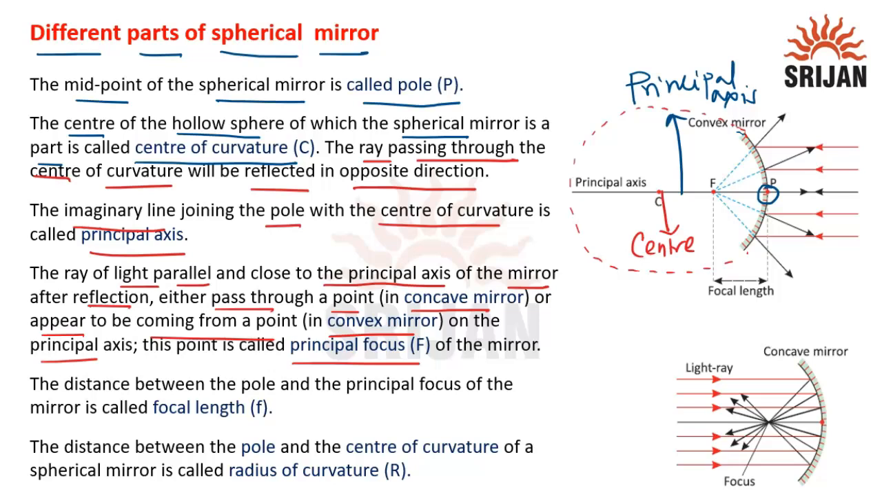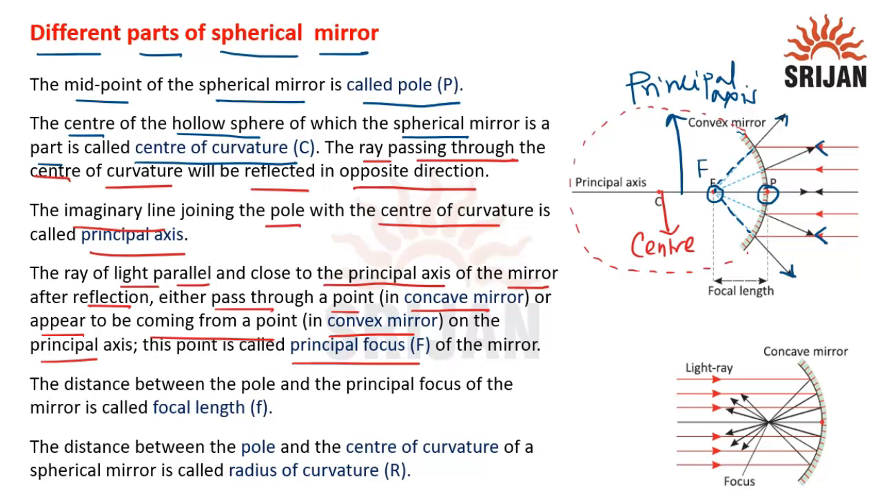Now, first consider the convex mirror. So we can see that this is the incident ray and this is the reflected ray. Similarly, this is the incident ray and this is the reflected ray. So they don't meet, but if we extend them in the opposite direction, we can assume that they are coming from a point on the principal axis and this is the focus denoted with F.